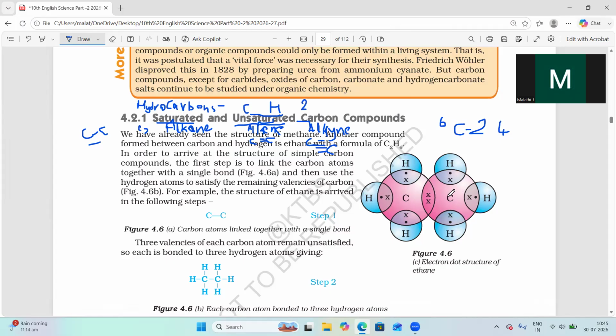If you take another carbon atom, the given formula is C2H6. How will it happen? We'll see. The electron dot structure for C2H6: carbon has 4 electrons in the outermost shell. How many electrons does it require to get an octet structure? It has 4, so it needs another 4 electrons. So the bond takes place. It will combine with 1 valence electron of this hydrogen atom and 1 valence electron of this hydrogen atom.